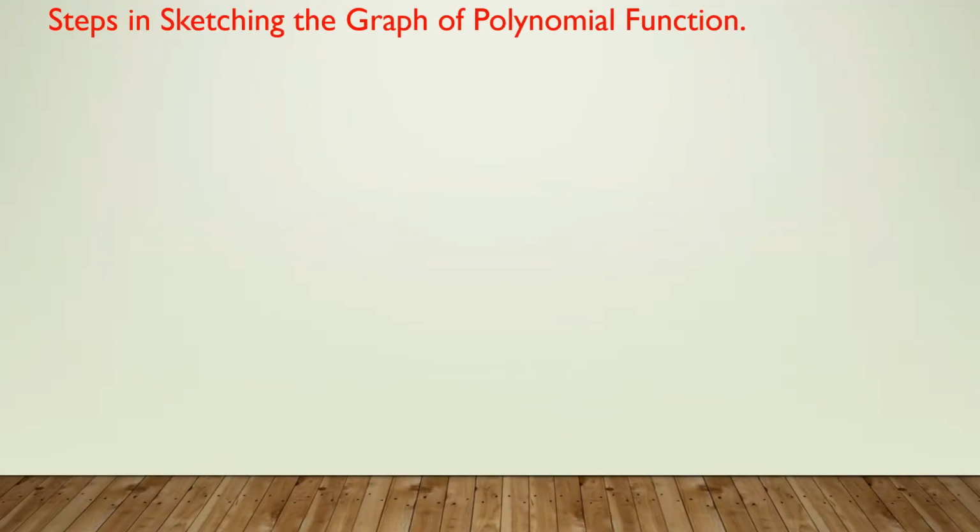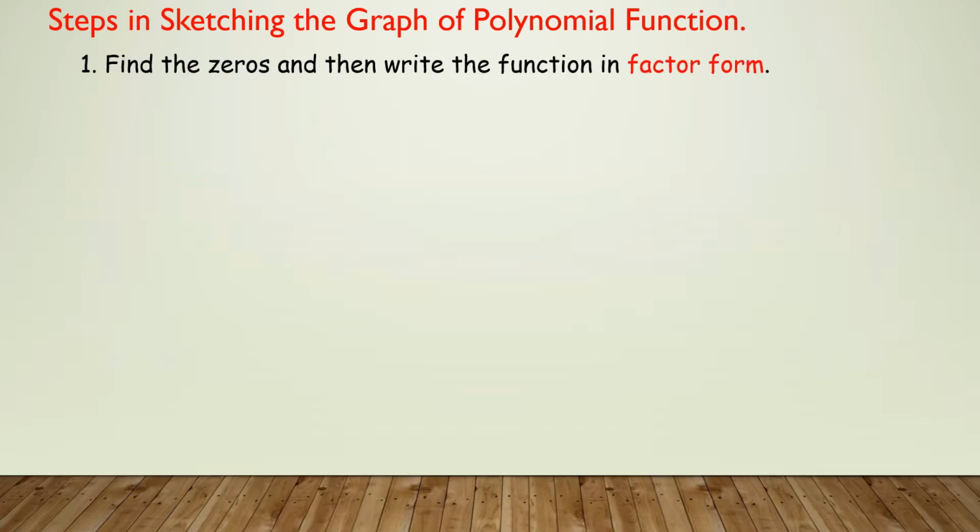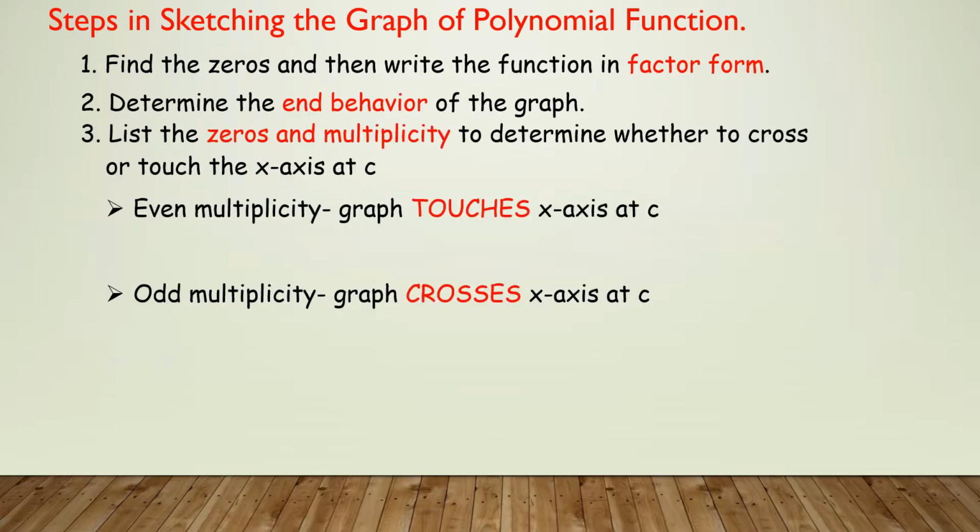Let's proceed with sketching the graph of your polynomial function. So here are the steps in sketching the graph of a polynomial function. Step 1 is to find the zeros, then write the function in factored form. Step 2 is to determine the end behavior of the graph of the given polynomial function.